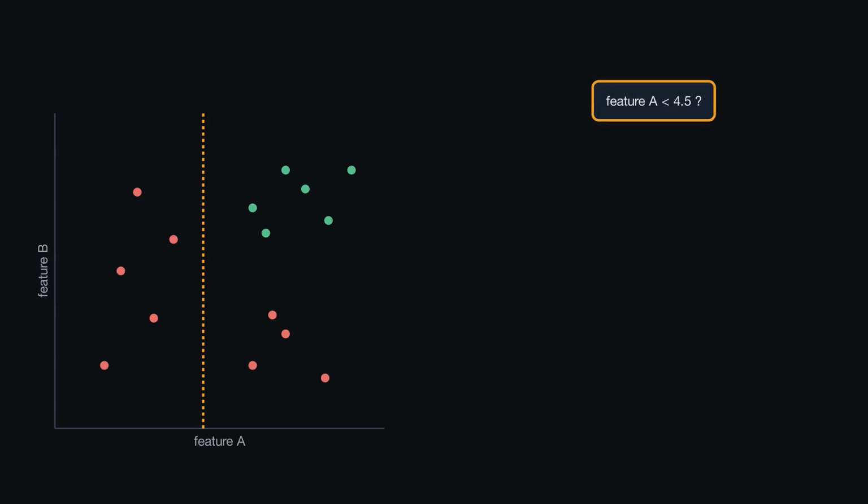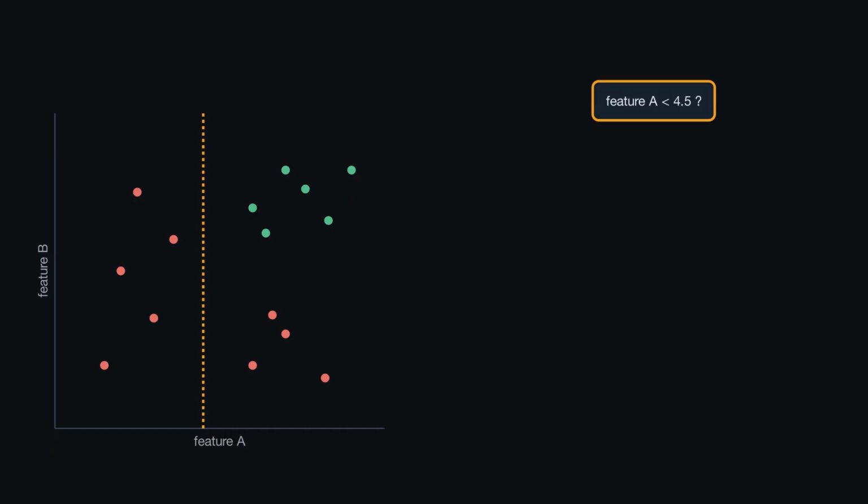Here is some data with 2 features and 2 colors. A straight line cannot cleanly cut these apart, the red and green are tangled. But a tree does not need a line. It chops the space into boxes. The tree looks at every feature and asks, what one question splits these the best? Here the winner is feature A less than 4.5?